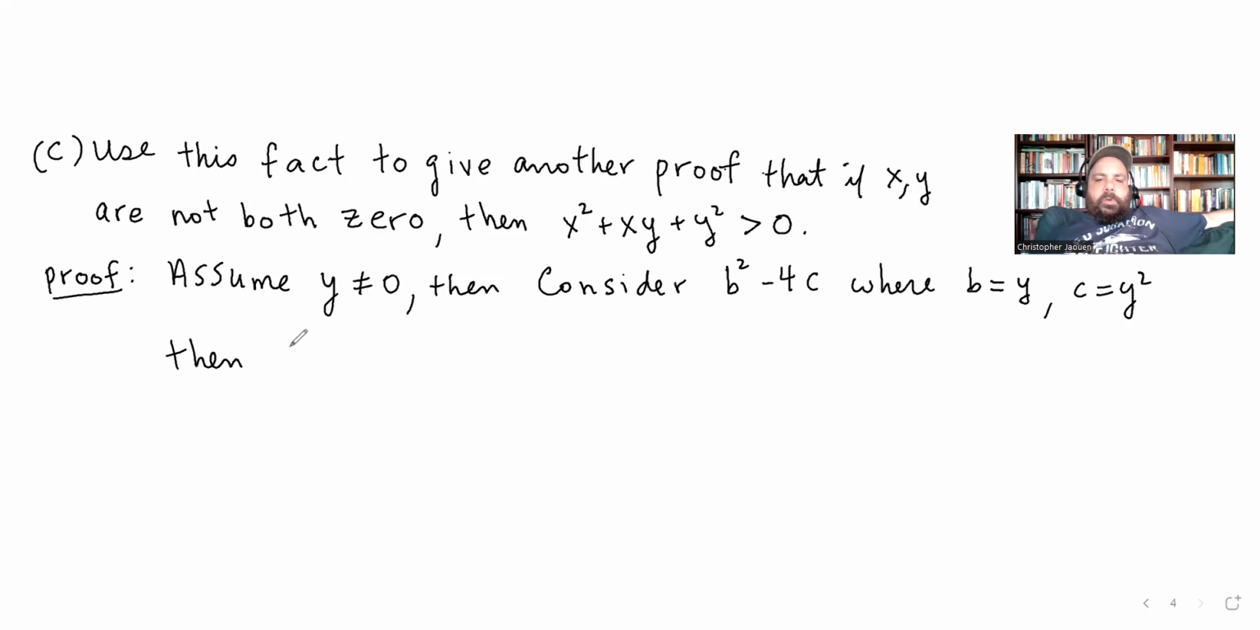Right, then b squared minus 4ac, I'm sorry, minus 4c rather, is equal to y squared minus 4y squared, which is minus 3y squared.